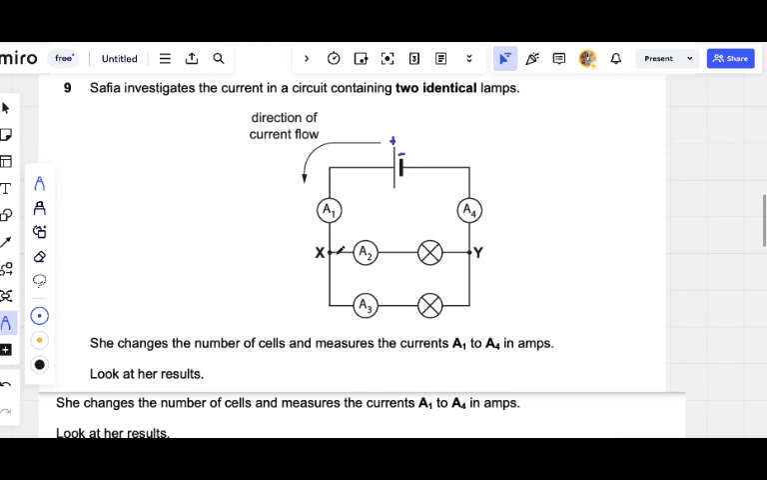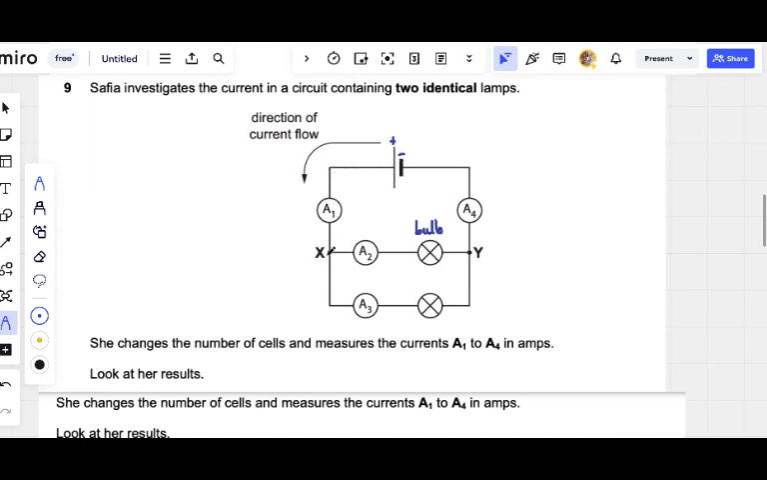When the current gets here, it splits. Part of the current goes through this branch. The other part of the remaining current goes through this branch. This ammeter A2 is to measure the current in this bulb. This is a bulb. This is a bulb. A means ammeter, the instrument for measuring current. Current flows in this wire. We connect in series an ammeter to measure the current coming from here.